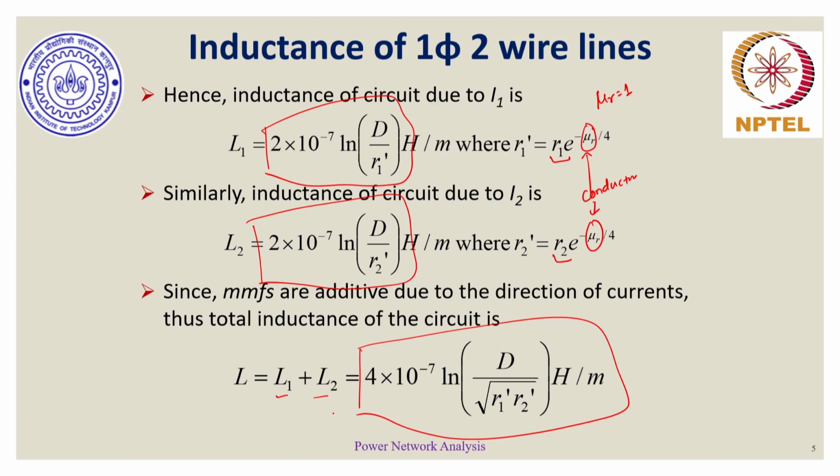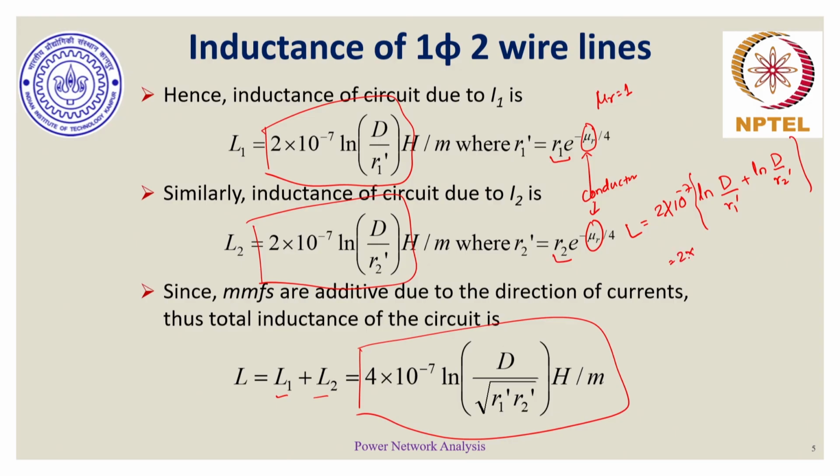How do I get this expression? It's pretty simple. If I have to evaluate or cross check this, then L1 plus L2 is 2 into 10 power minus 7 natural log of d by r1 dash plus natural log of d by r2 dash, with the entire factor 2 into 10 power minus 7 outside.